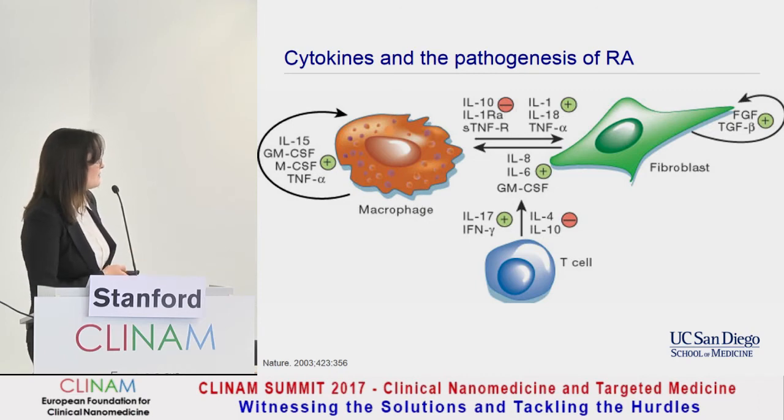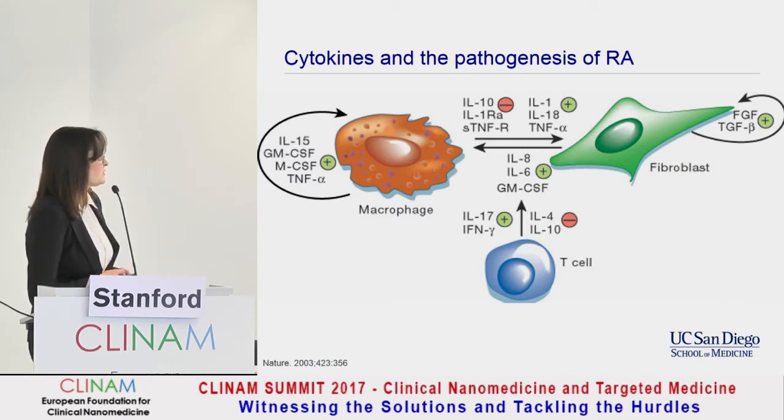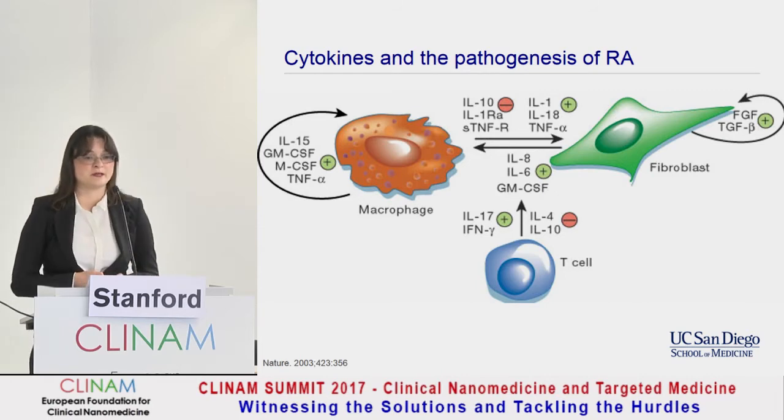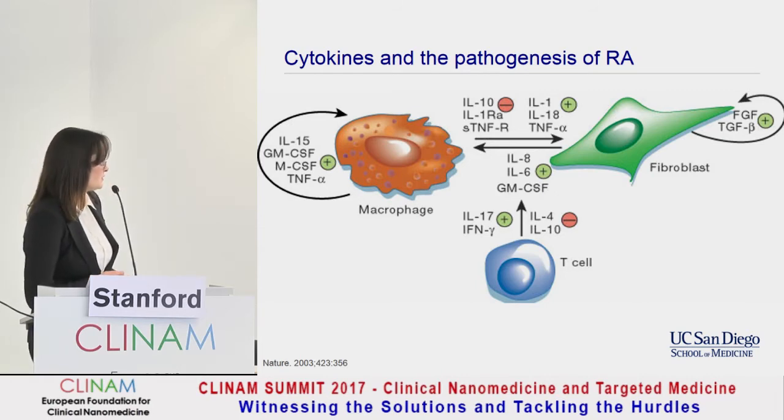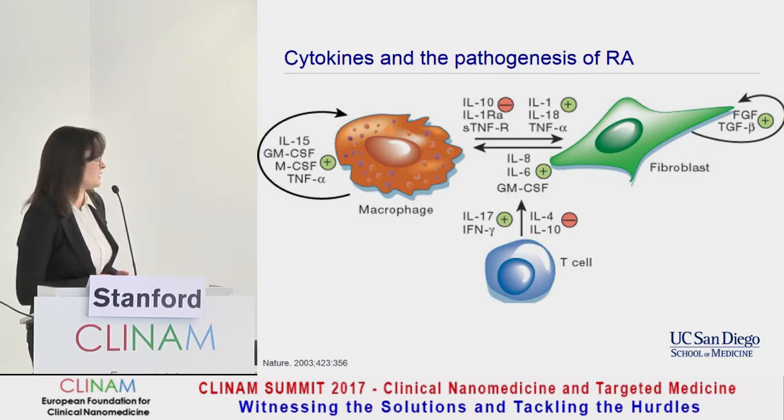Now, in RA, the macrophages and fibroblasts are actually in very close proximity right next to each other in the joint, and they secrete cytokines, but also growth factors, particularly produced by the fibroblasts, which then stimulate each other. On top of that, the T cells are recruited in, and they produce both inflammatory cytokines, such as IL-17. Maybe you've heard of Th17 cells, which are pathogenic in RA. They also secrete anti-inflammatory cytokines.